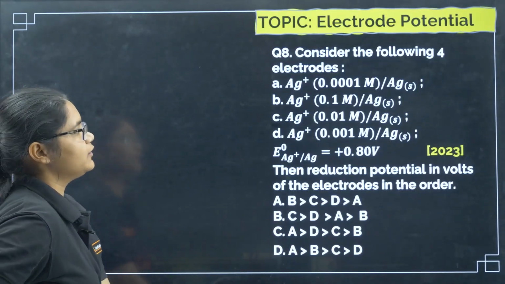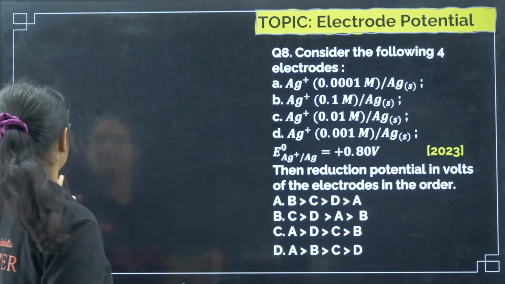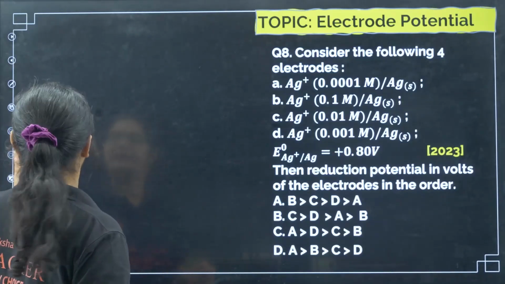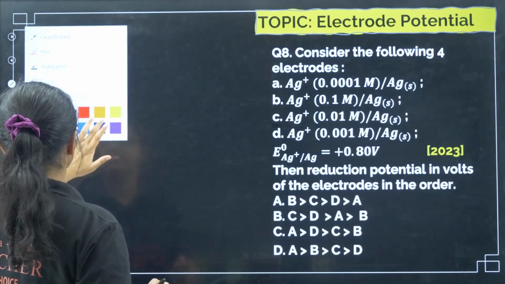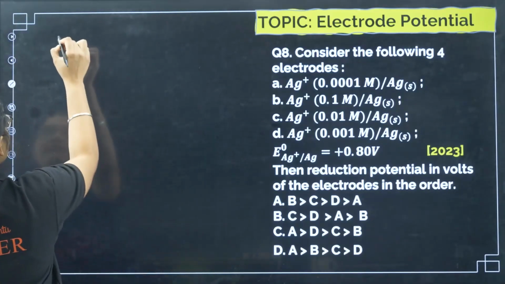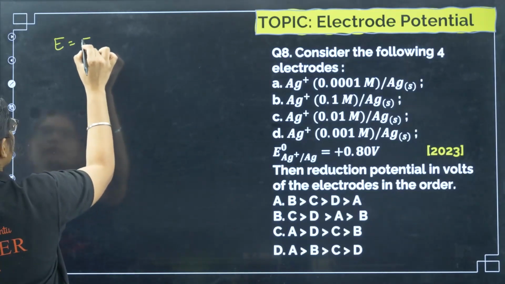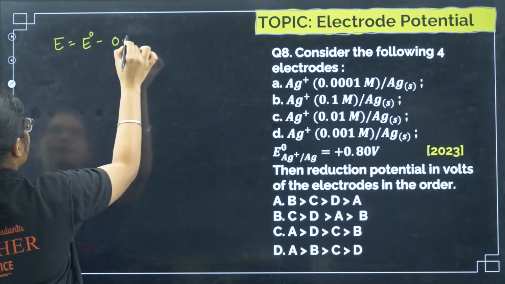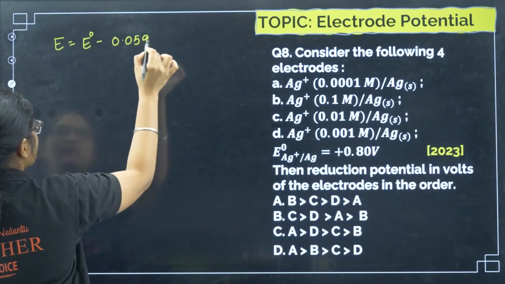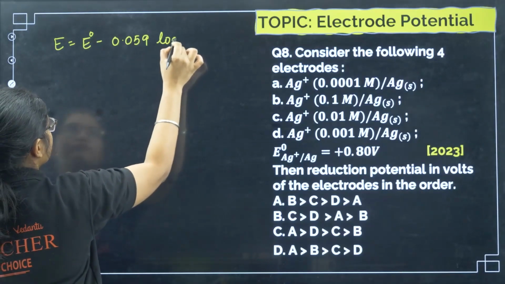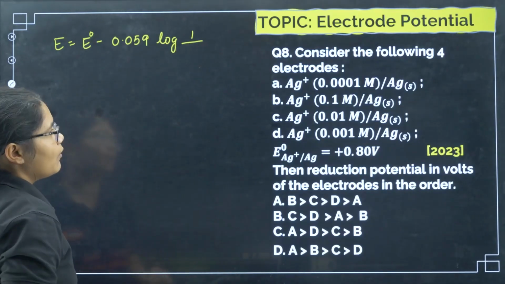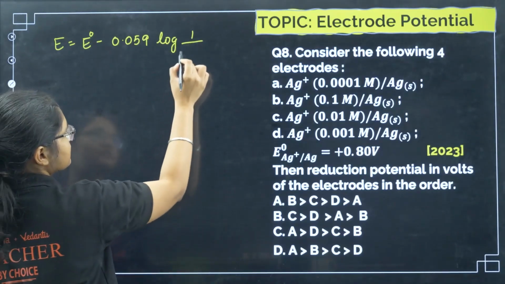Now if we know the Nernst equation formula for a single electrode. So what is the Nernst equation for a single electrode? I have E of the cell equal to E naught minus 0.059 log of 1 by, what is the concentration of silver?